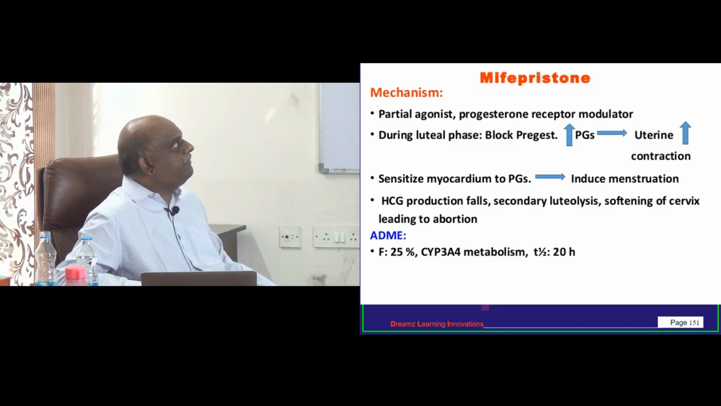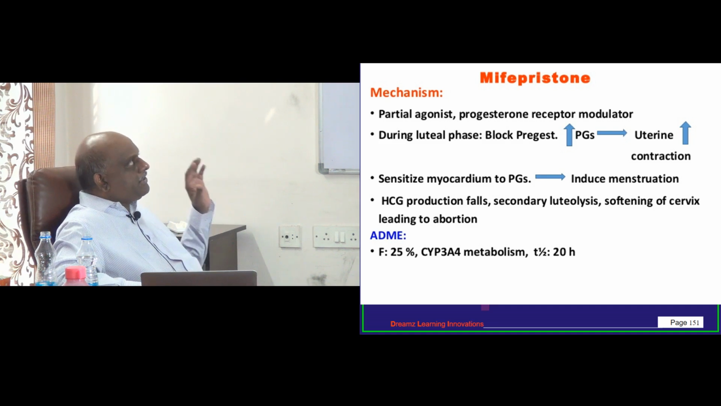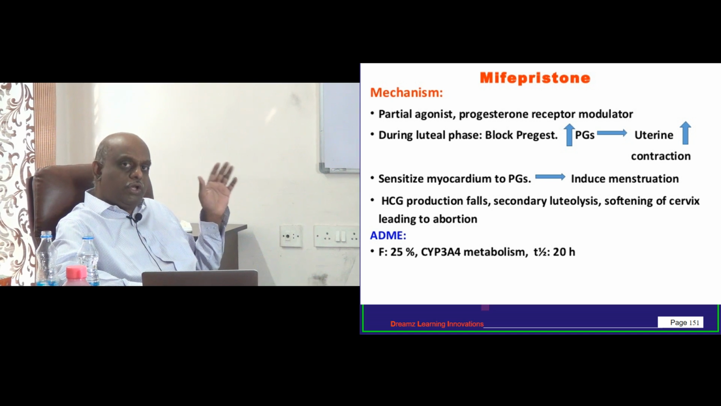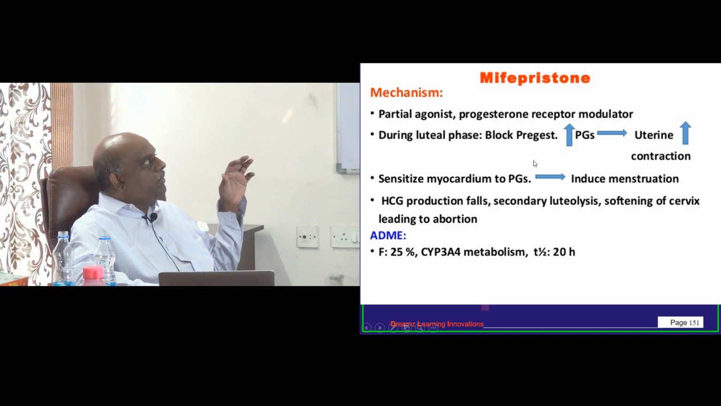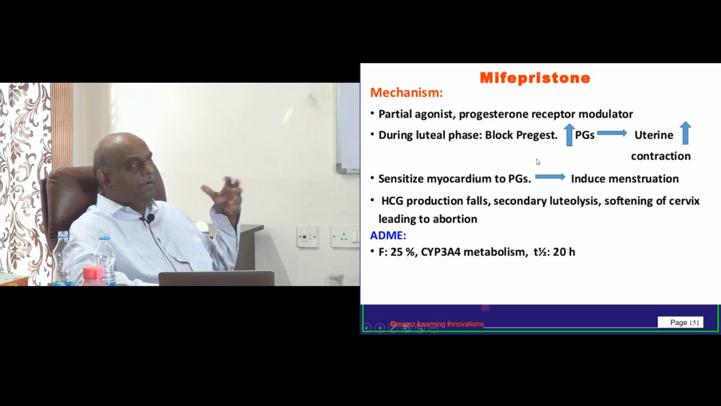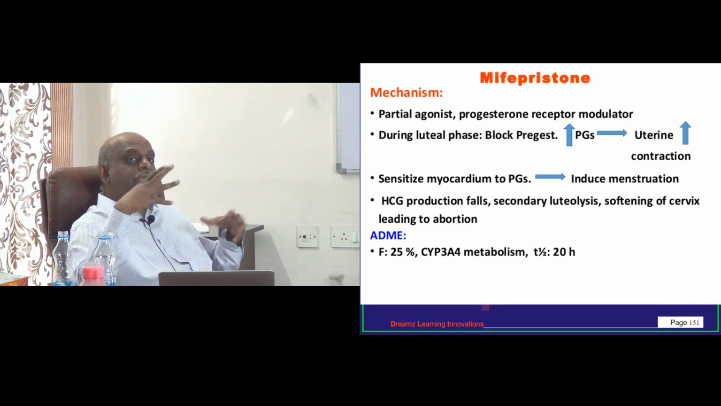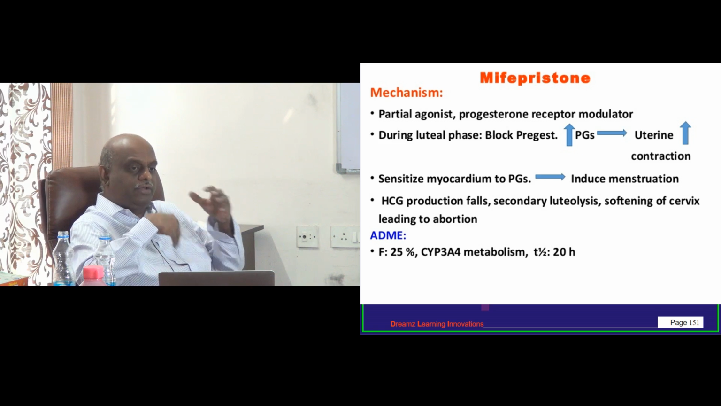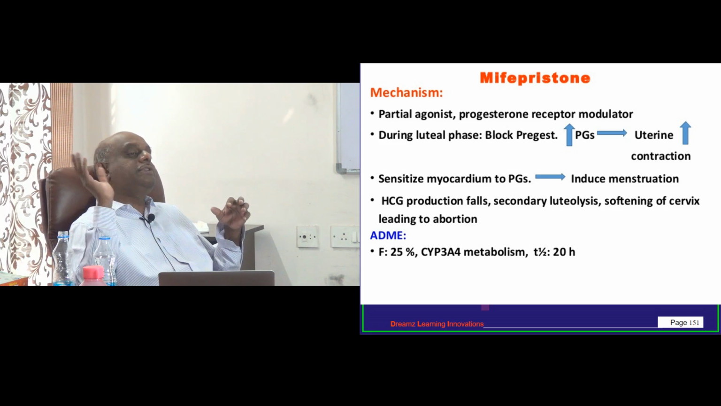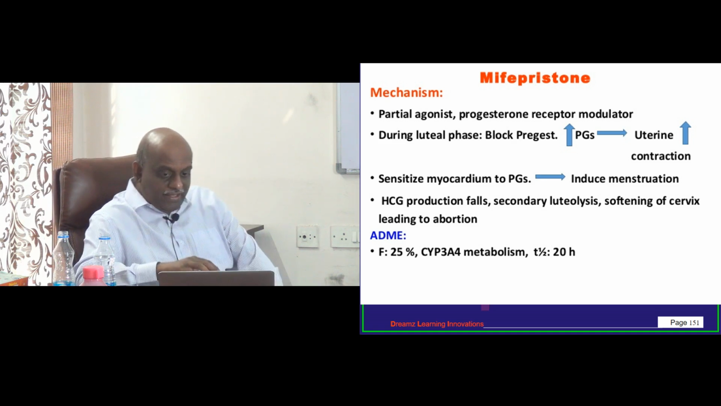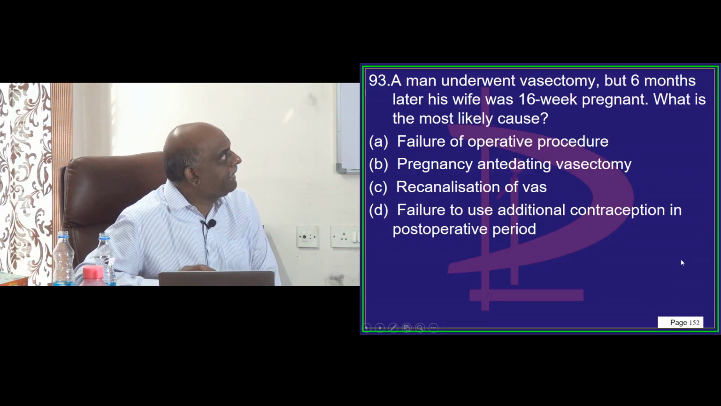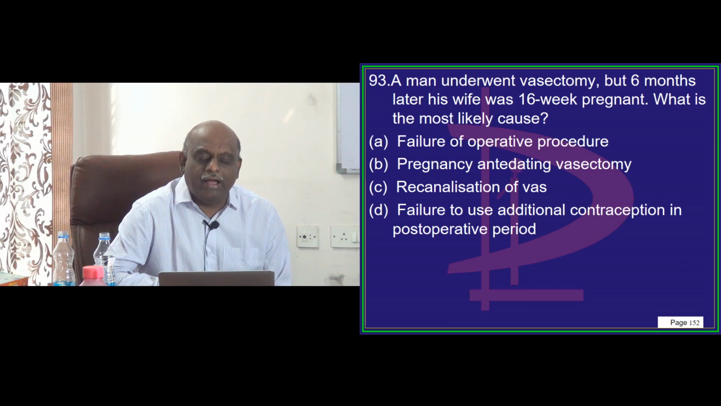So, if you look at the action of mifepristone, it is a partial agonist, progesterone receptor modulator, and during luteal phase it blocks the progesterone levels, increases prostaglandin, and it increases the uterine contraction, and it sensitizes the myometrium to the action of the prostaglandin, which leads to development of the contractions leading to abortion, which is considered to be the mechanism of the mifepristone, is what you should remember. A man underwent vasectomy.